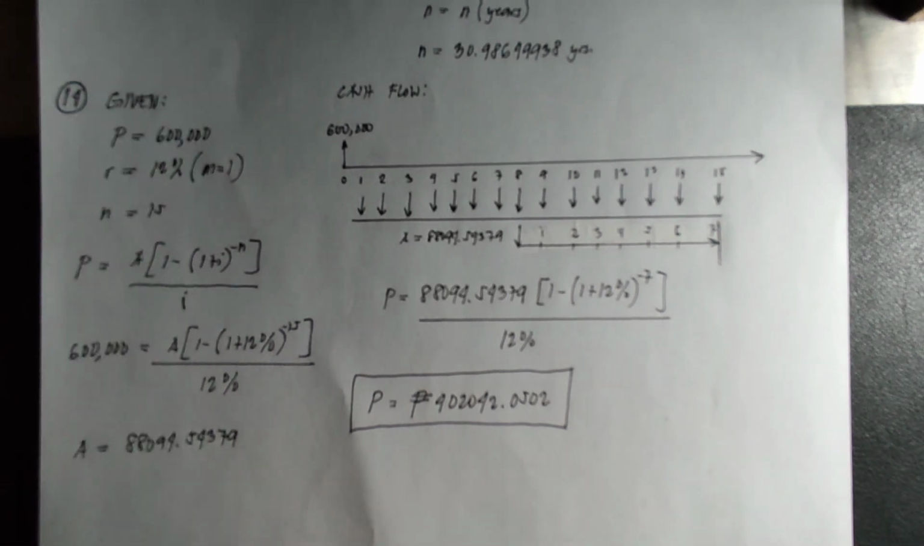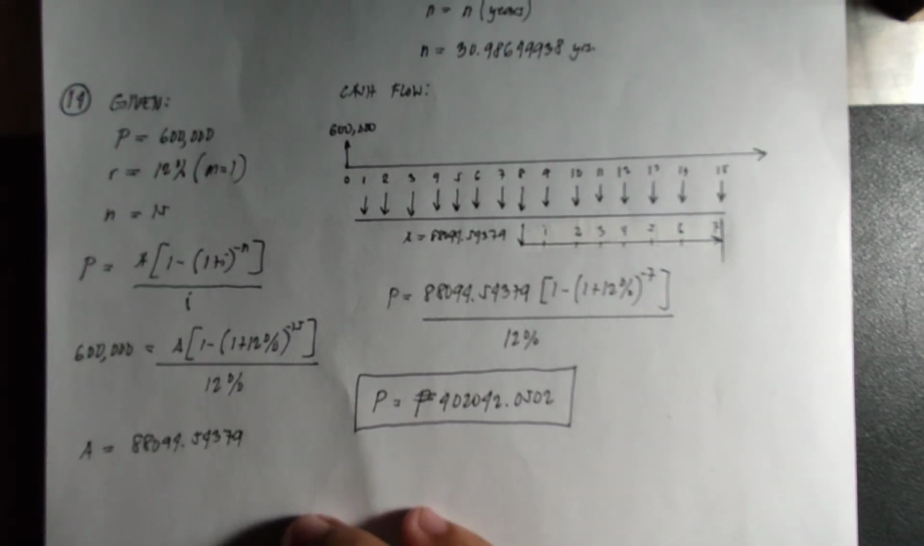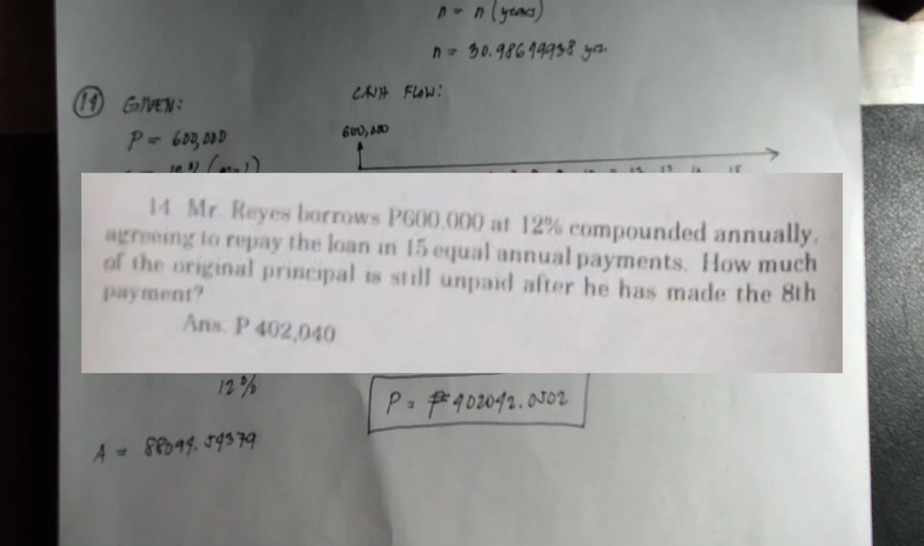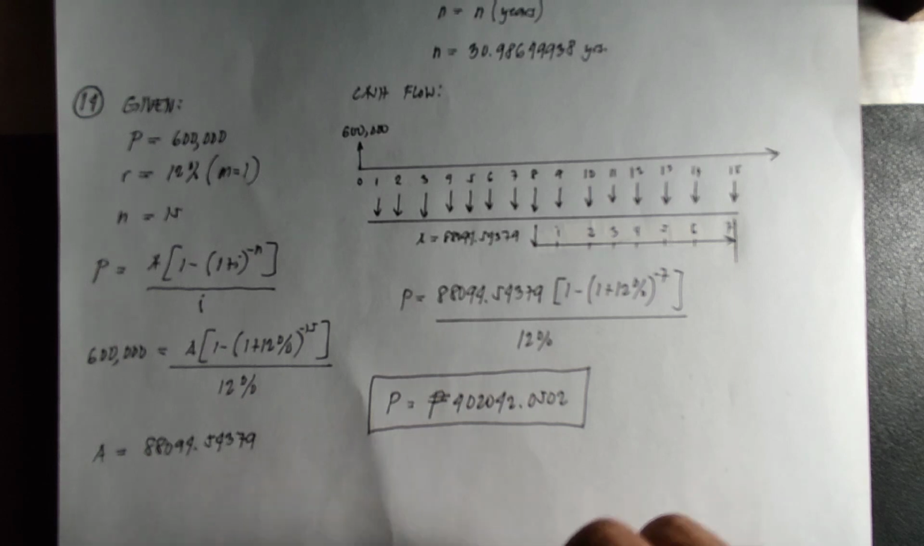So number 14. Mr. Reyes borrows 600,000 pesos at 12% compounded annually, agreeing to repay the loan in 15 equal annual payments. How much of the original principal is still unpaid after he has made the 8th payment? So as you can see, here is the cash flow.